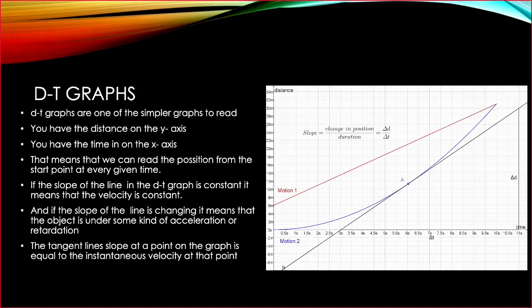It's often easiest to choose points on that tangent line where we have 0 on one of the axes. For example, you can see that this point has 0 on the y-axis at 3 seconds. So we use that because that gives us an easier expression to calculate. So this is a useful trick or hack if you want.